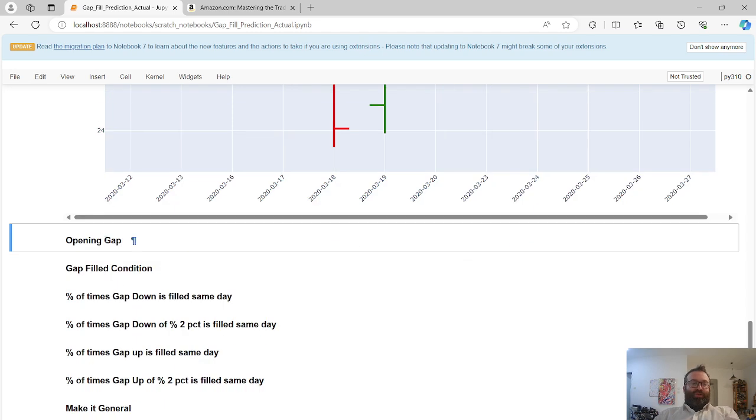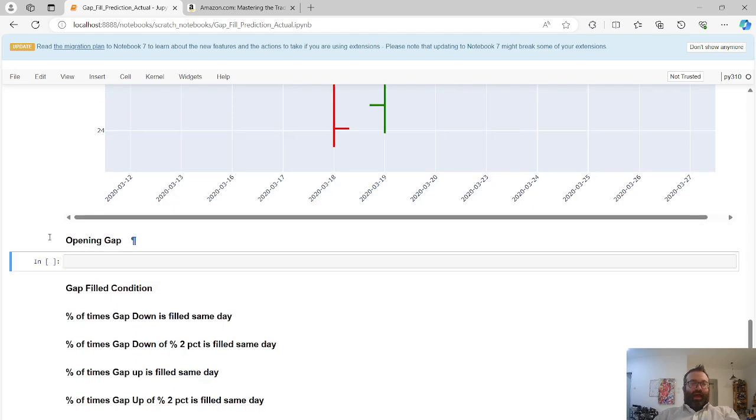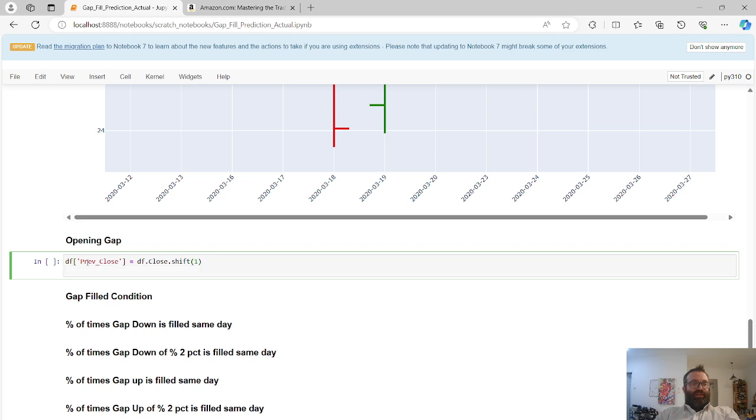Okay, so now I just want to show you guys how to calculate these opening gaps and that sort of thing. I'm going to do it as a percentage. To calculate the opening gap, what do you need? You need the previous day close. So I'll write prev close equals df.close, it's Yahoo Finance, so dot shift 1. Okay, so we need that, the previous close.